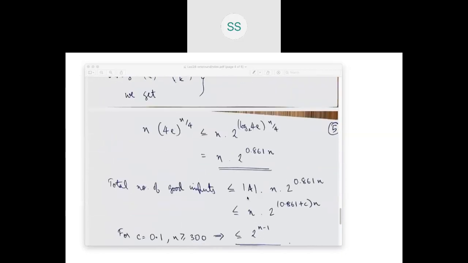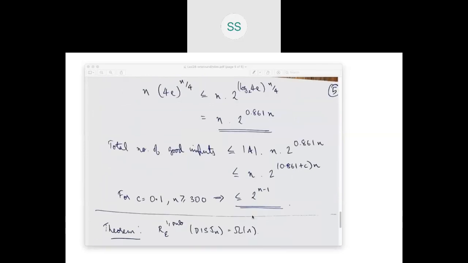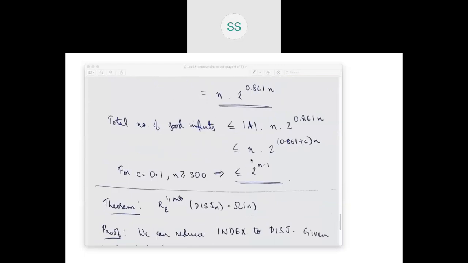So I write 2 power cn here, so that gets absorbed here, 0.861 plus c times n. And now it is easy to check that when c is 0.1, you will get 0.961 here, and n is at least 300. You can use Wolfram or Google calculator to check that for these numbers, this thing is going to be at most 2 power n minus 1.